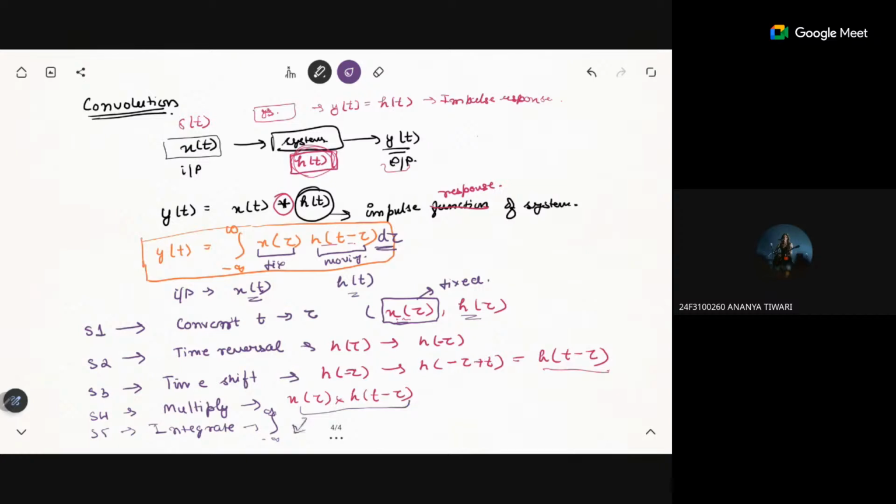Okay, so this is how we get the convolution. It means we will get the output y(t) if we have x(t) and h(t) by following these steps.